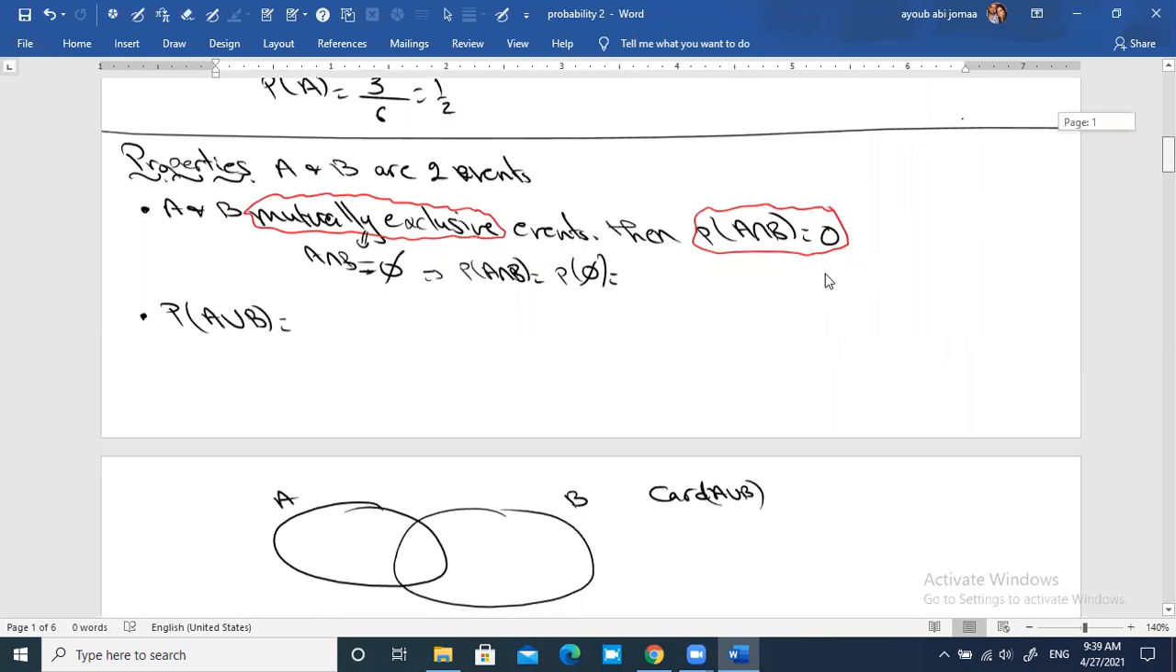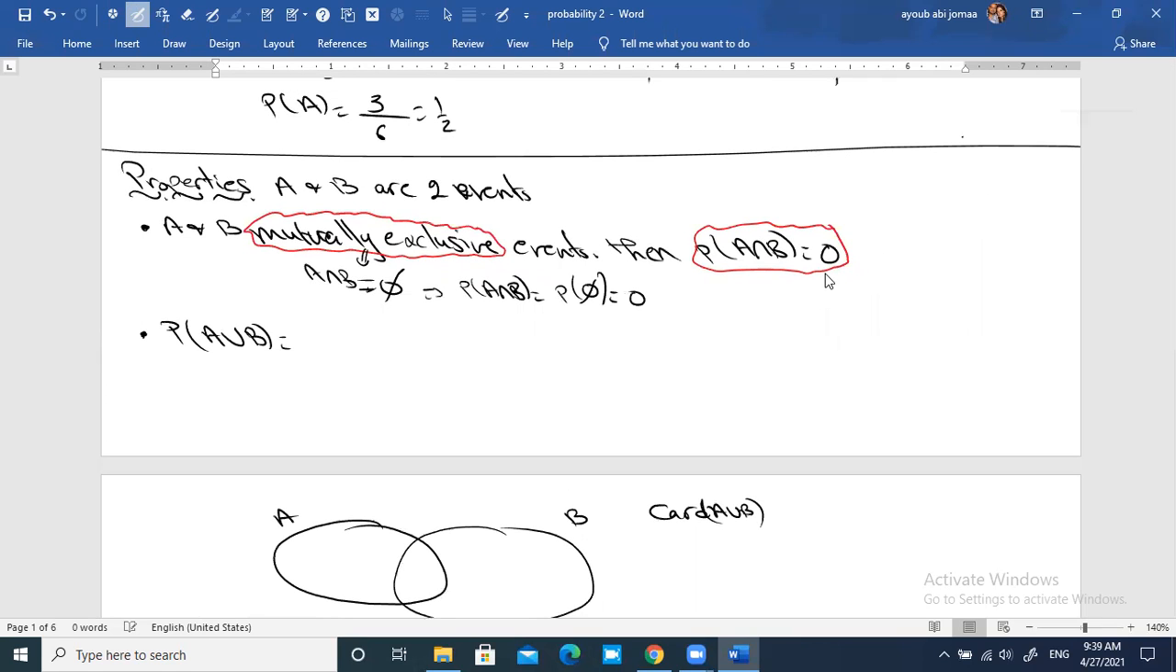Okay, so here the answer is 0. That means that the probability of A intersection B is 0. Again, mutually exclusive: they don't occur at the same time, so the probability that they occur at the same time is zero. I'm not saying they don't occur. Okay? Now back to this.